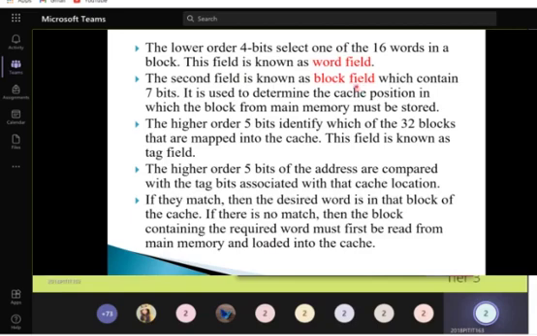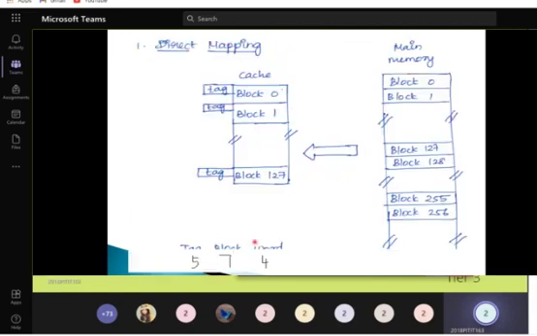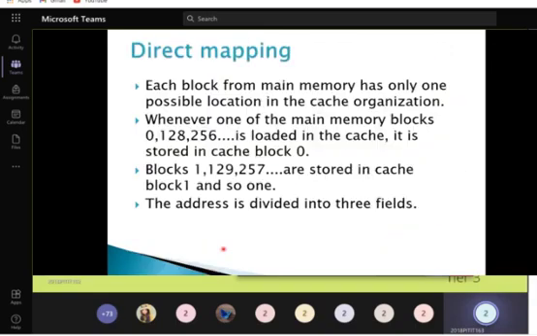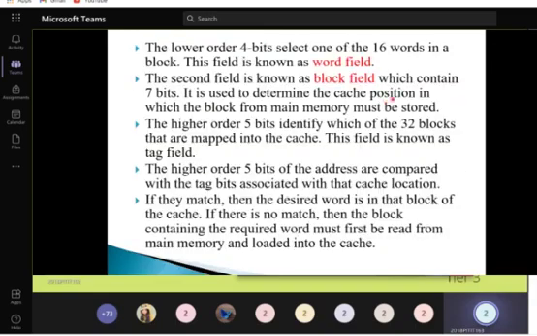And then the second field is our block field. This block field contains how many bits? It will be having 7 bits. And for what purpose is the 7 bits used? It is used to determine the cache position.